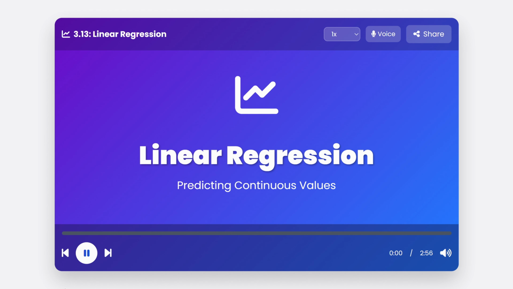Welcome back to our Machine Learning Essentials series. We've covered all the core theory. Now, it's time to get our hands on our very first algorithm, the simple, powerful, and fundamental linear regression.